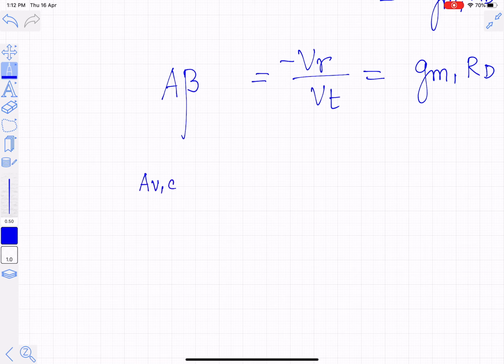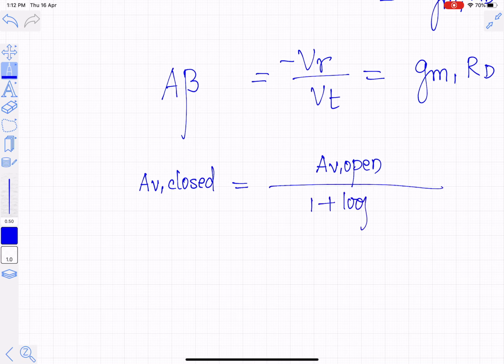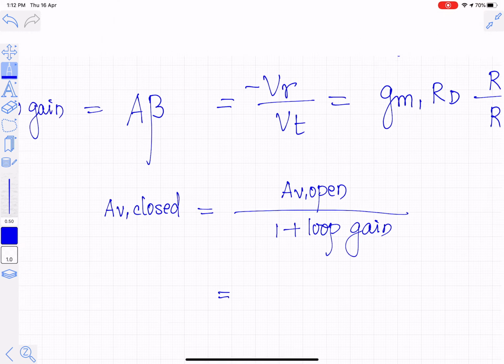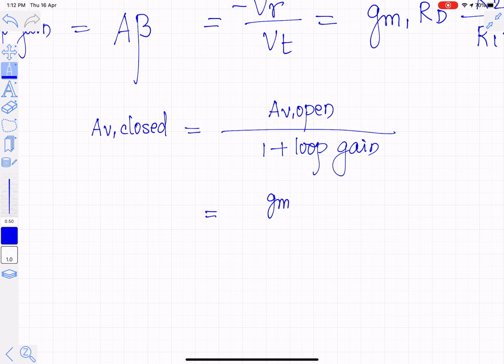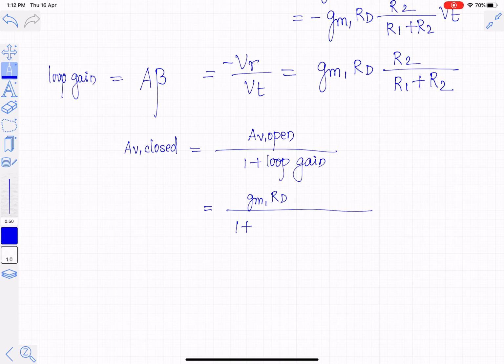So AV closed is equal to, always gain reduces by a factor 1 plus loop gain. This is the loop gain. So AV open is GM1 RD divided by 1 plus loop gain, which is GM1 RD into R2 divided by R1 plus R2.